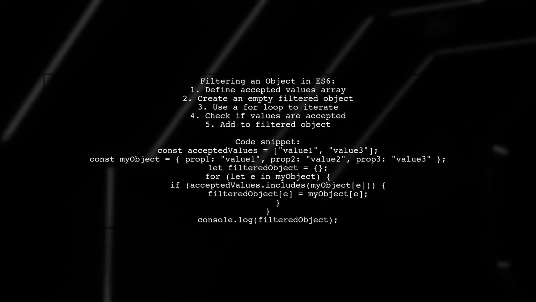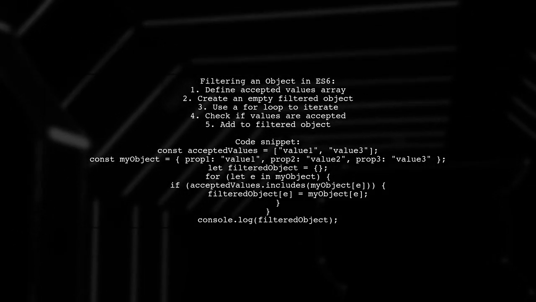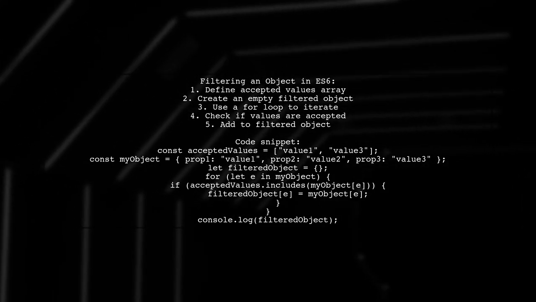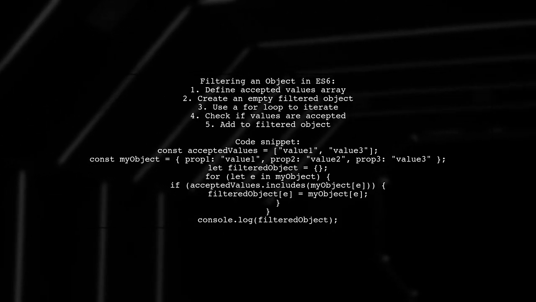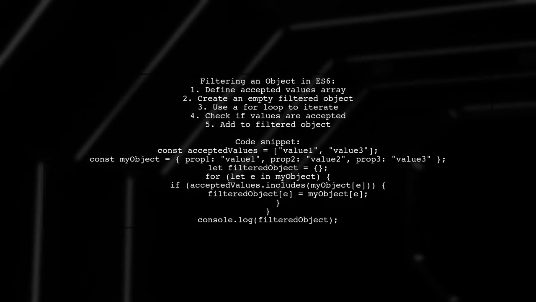Then, create an empty object to hold the filtered results. Iterate over the original object, checking if each value is in the accepted values array. If it is, add it to the filtered object.